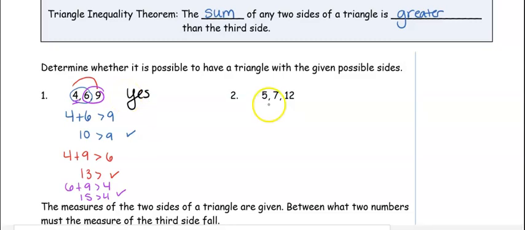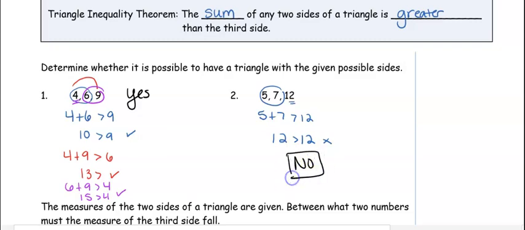So let's see the next one. We take our two sides. 5 plus 7 must be greater than the third side of 12. 5 plus 7, that's 12. That is not a true statement. 12 is equal to 12, and that's not okay. We don't want it to be equal. It has to be actually greater than that third side. So I can go ahead and stop right now and just say no.